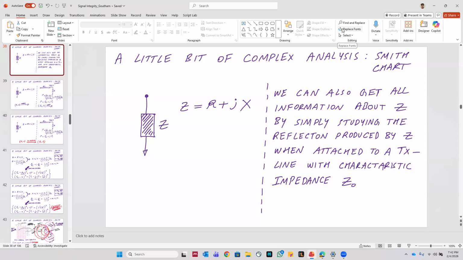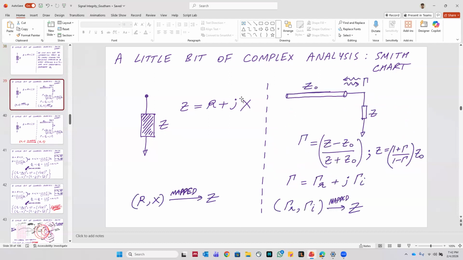It's using a concept from complex analysis, and electrical engineers know it as the Smith chart. Basically how it works is, imagine you had an impedance, so let's say some Z. It has a real part and an imaginary part, the real part being resistance, the imaginary part being the reactance.